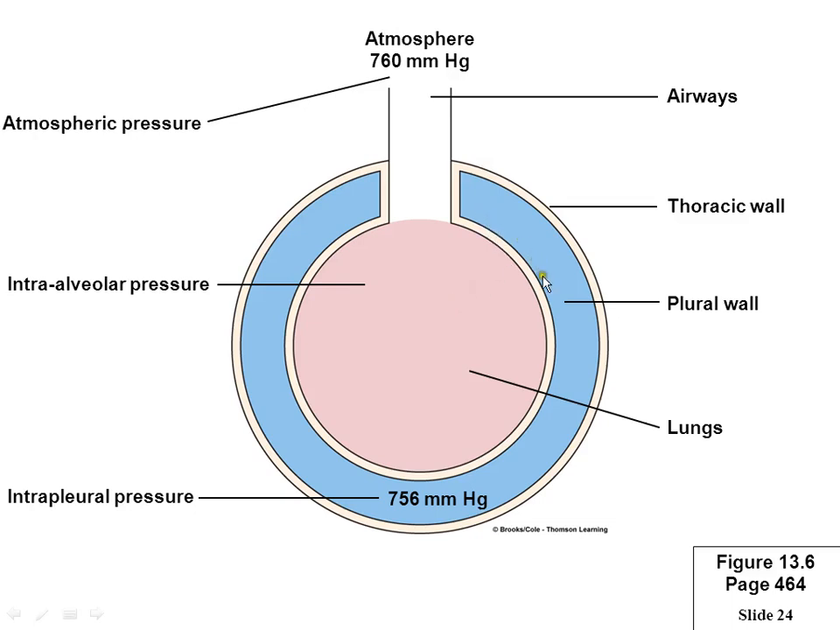In here, in this blue watery space, is always less than that. That's all you have to know. You don't have to write down 756, it doesn't matter. All you have to know is that it's always less than atmospheric pressure. It has to be.